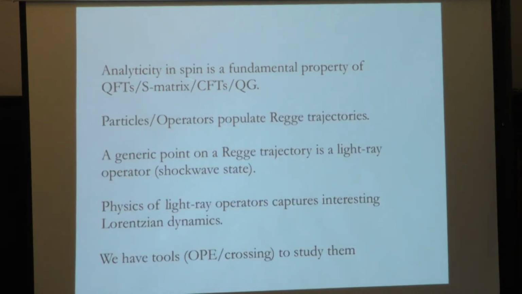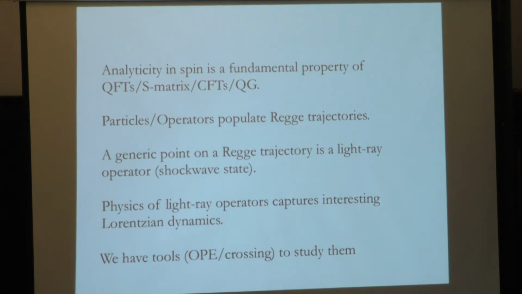So let me just wrap this derivation up. The idea is that analyticity in spin is very general. It appears in the S matrix, QFT and CFT, and these points on Regge trajectories are light-ray operators. So we should understand them. And if you do the S matrix instead of correlators, then the analog of a light-ray operator in an S matrix is a shockwave state. A shockwave state is a kind of background, but it's in a sense an on-shell background in some strange sense.